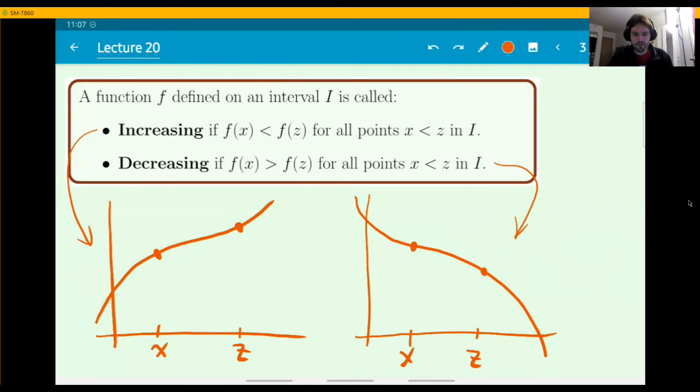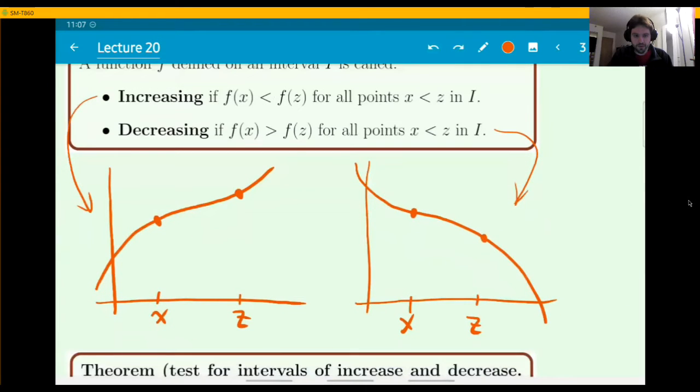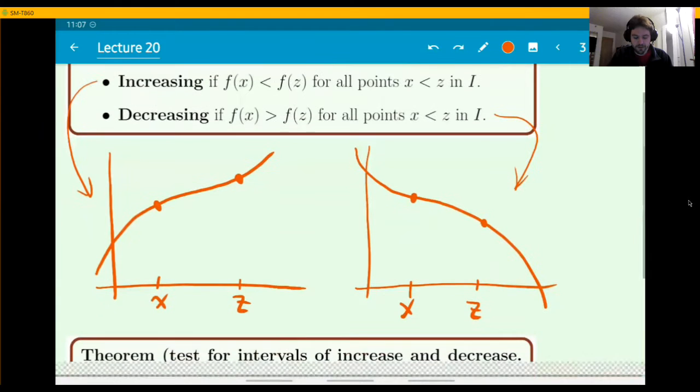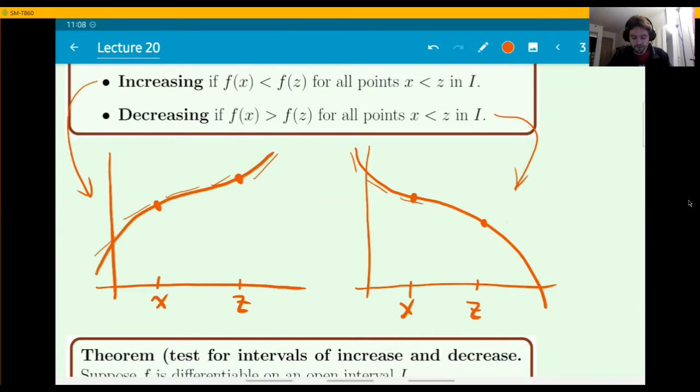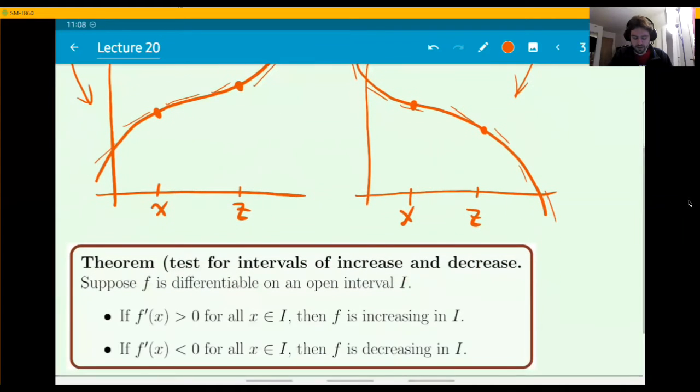It applies to basically any function. But if the function is differentiable, we can talk about this in terms of the derivative, because essentially the derivative is the slope of the tangent line. And if you think about slopes of tangent lines to the first graph here, which is increasing, you see that they're all positive. And in the second one, they're all negative. So this is a theorem that you can prove, and you have to if you take an analysis course in the future. But for us, we're going to accept this as intuitively clear.